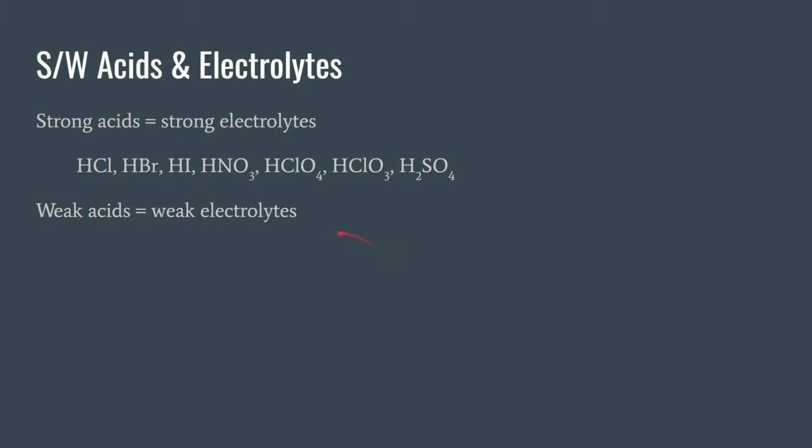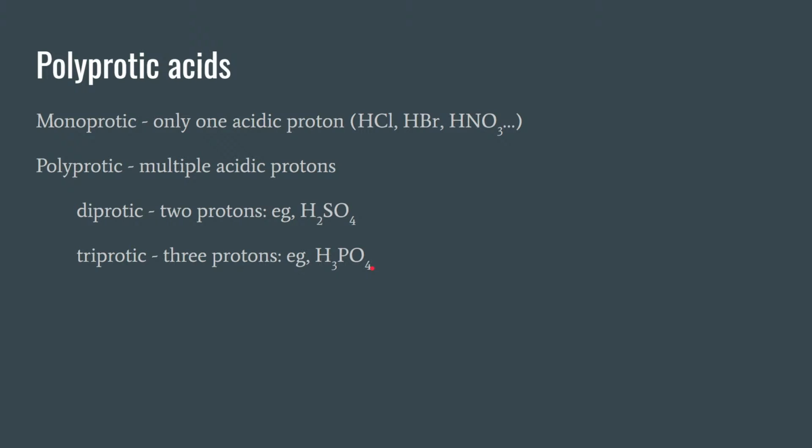So here's your list of your strong acids. Hydrochloric acid, hydrobromic acid, hydroiodic acid, then nitric acid, chloric acid, perchloric acid, and sulfuric acid. Weak acids, every other acid is a weak acid, so every other acid is a weak electrolyte.